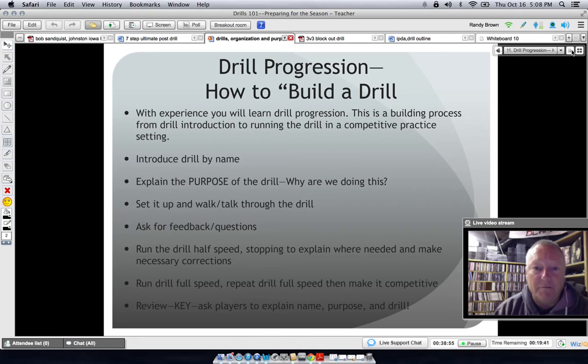So this is how you build a drill. So I want you to think about it. Head coaches, assistant coaches, are you going through this kind of detail when you throw drills out in practice? If not, you're assuming way too much with your players. You're assuming that they think about this game the way you do. Okay? And that's a recipe for disaster every single time.